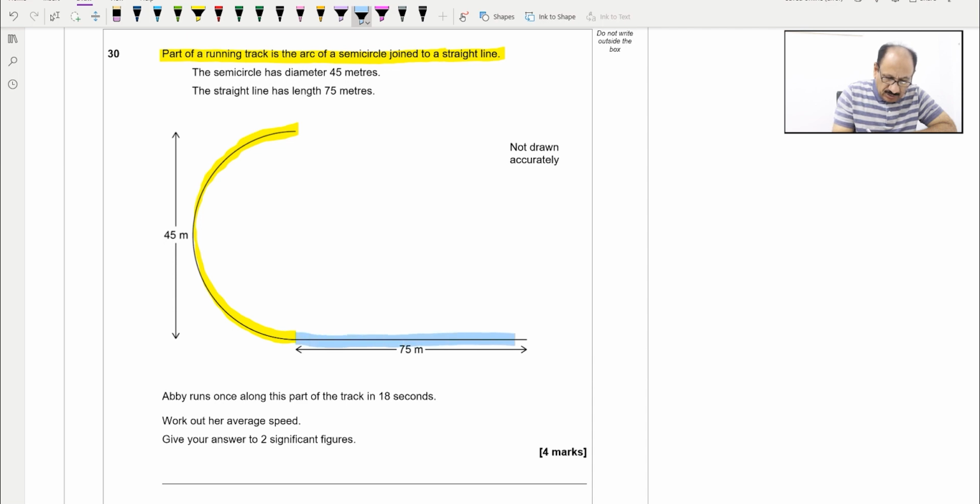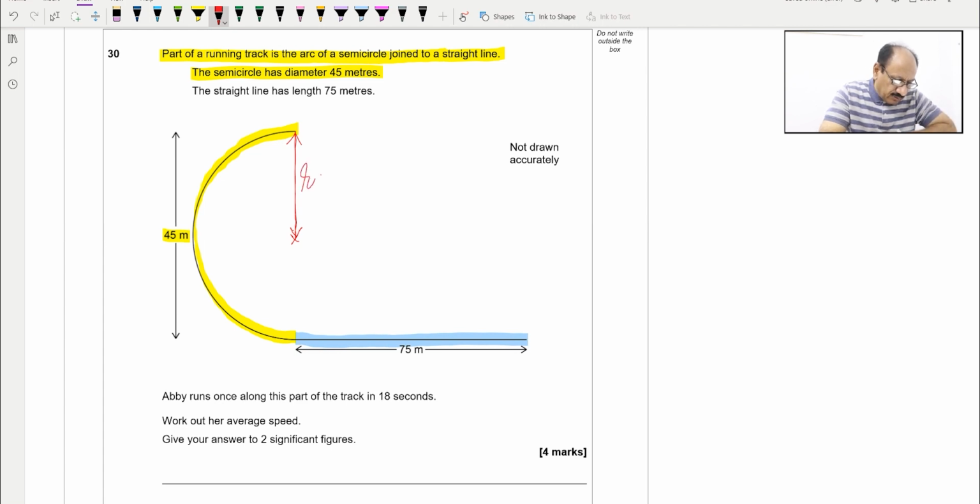So we can identify these are the two portions. The semicircle has a diameter of 75, so we can figure out the radius, and radius is what? Say for example, this is the center. So from the center to the circumference, this much will be the radius.